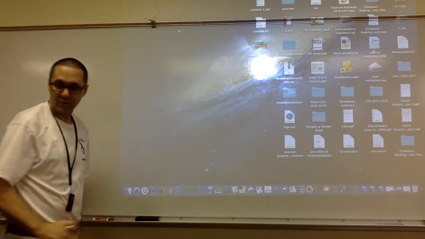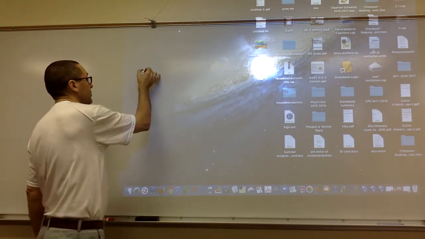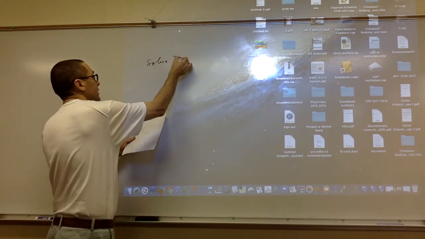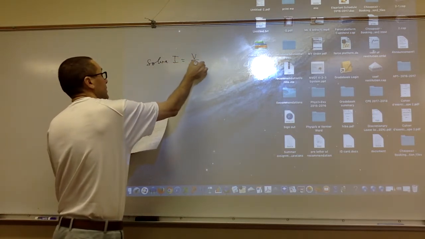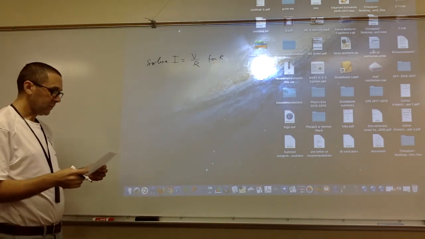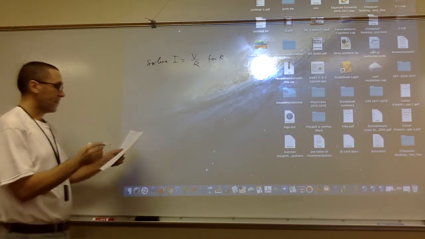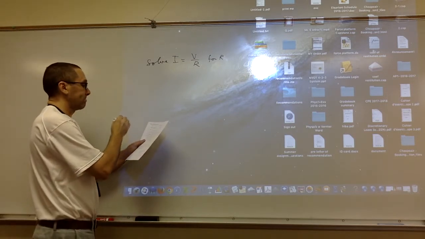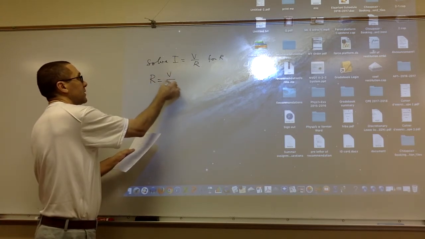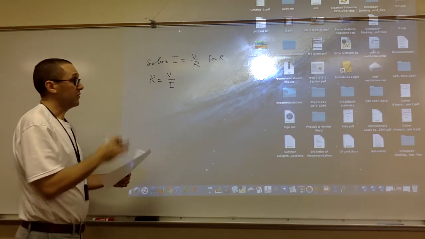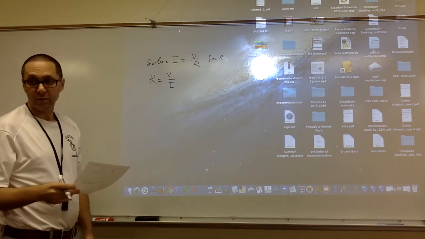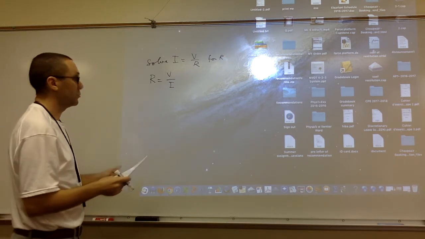The next thing is we're going to try to solve for variables. So we're going to solve I equals v over r for r. So I want to isolate r. So I can say that r equals v over I. I hope everyone sees that. If you can't see stuff like this, you should brush up on your algebra skills because we're not going to show you how to do this. You should be able to do this pretty quickly.